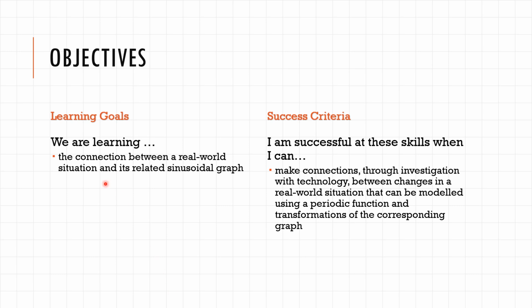As part of this lesson, you're going to learn what the connection is between a real-world situation and its related sinusoidal graph. And you're going to be able to do that by making connections, by doing an investigation with technology, between changing a real-world situation, especially one that can be modeled by a periodic function, and watching how the corresponding graph transforms or changes.